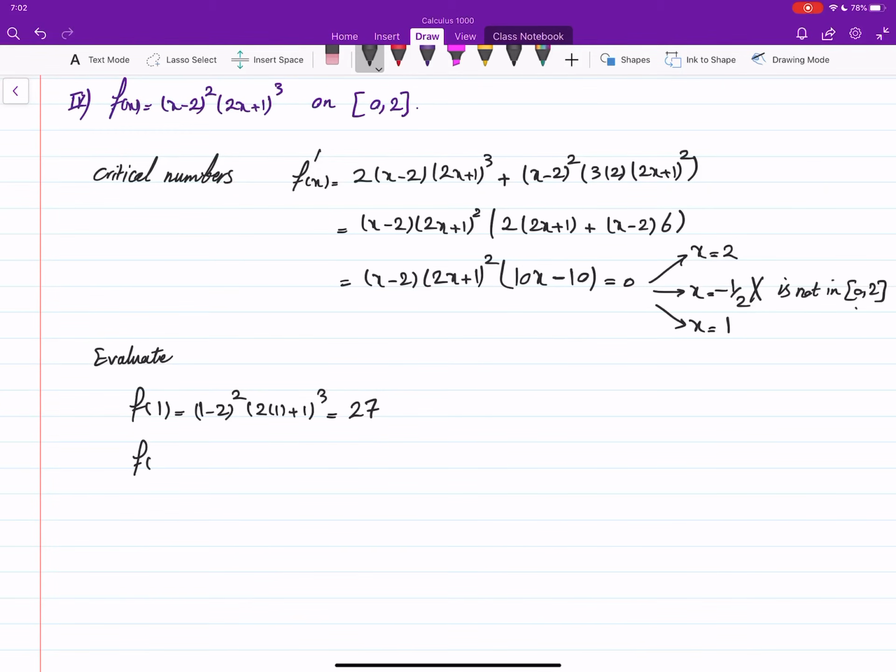And f at 2 will be 2 minus 2 squared, 2 times 2 plus 1 cubed. Well, this is 0. We also need to evaluate the function at the endpoints. We already evaluated at one of the endpoints. We need to do the other endpoint. So this will be 0 minus 2 squared, 2 times 0 plus 1 cubed. Oops, and that gives us 4. Three values, compare them.